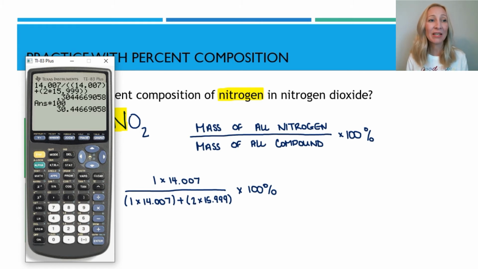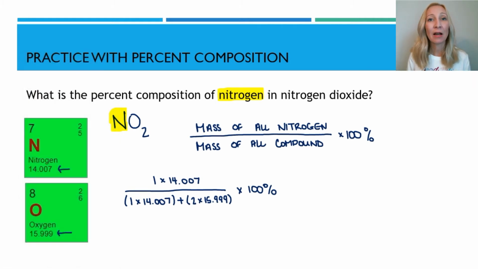30.4466958 as our percentage. The masses that we put into this calculation have 5 significant digits each, and so our answer should have 5 significant digits. So our answer is 30.447%. That is the percentage of nitrogen by mass in nitrogen dioxide.